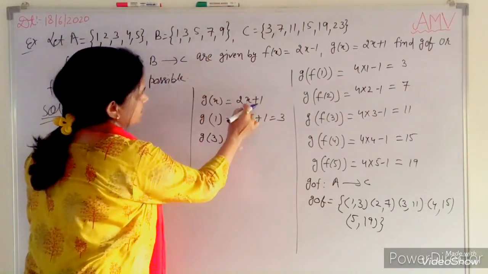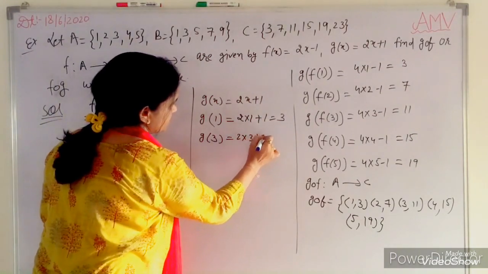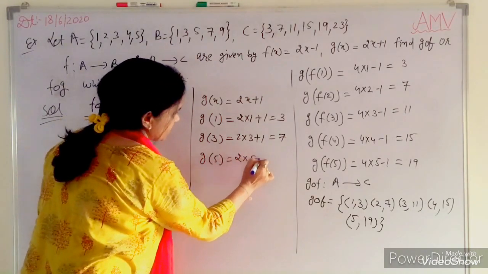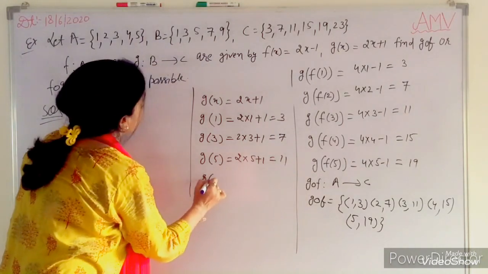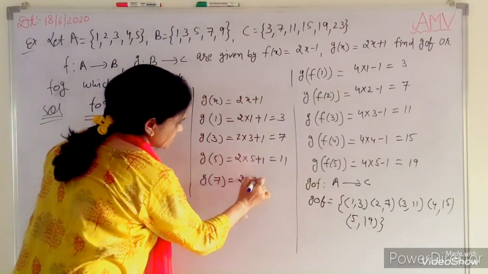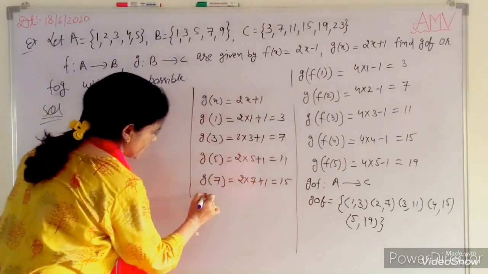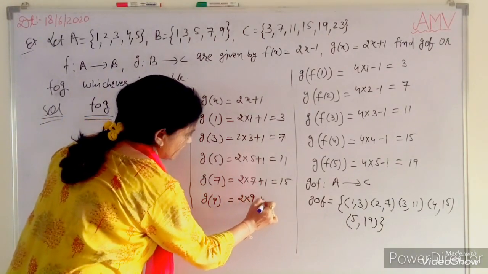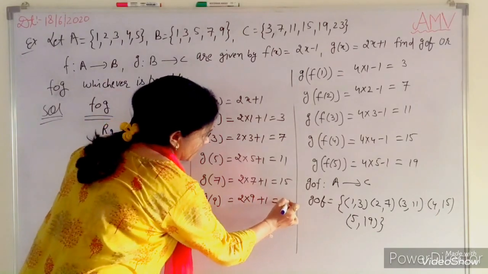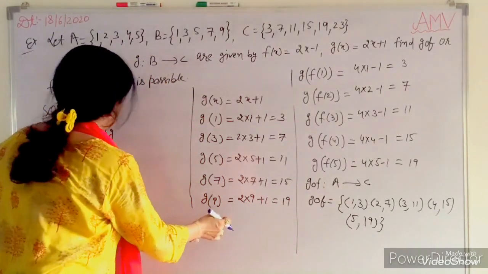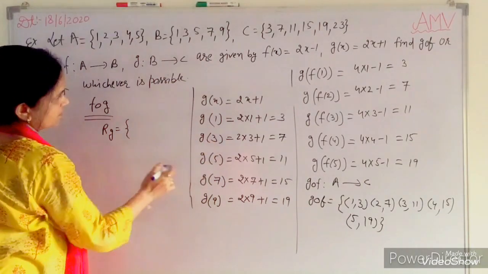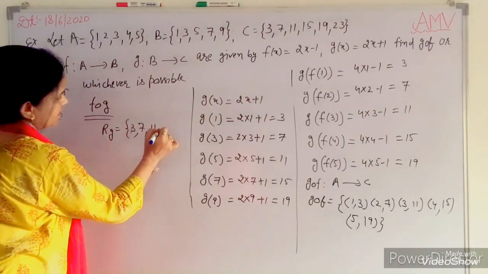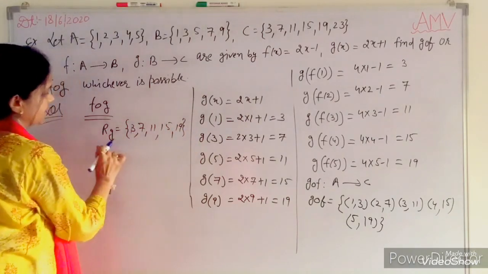Now g(3) is, student, 2 into 3 plus 1, 7. Now g(5) is 2 into 5 plus 1, it's 11. Now g(7) is 2 into 7 plus 1, it's 15. Now g(9), student: 2 into 9 plus 1, it is 19. Okay, see, so the range of g is 3, 7, 11, 15 and 19.